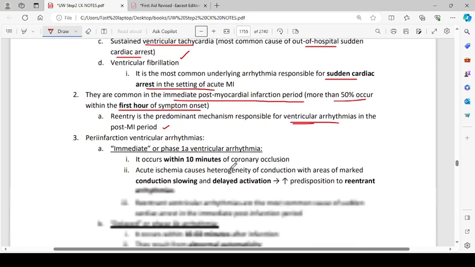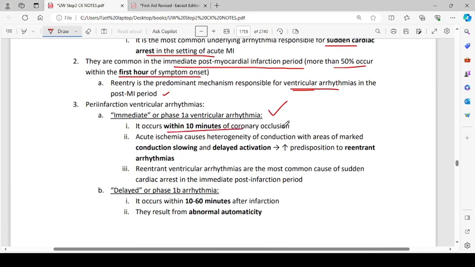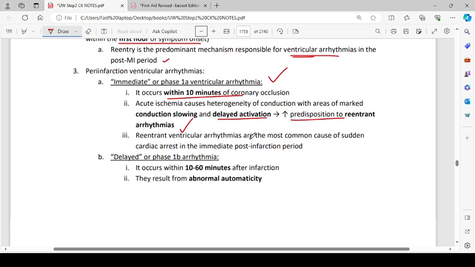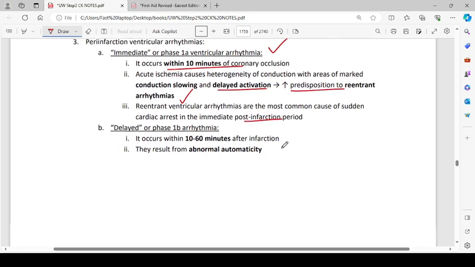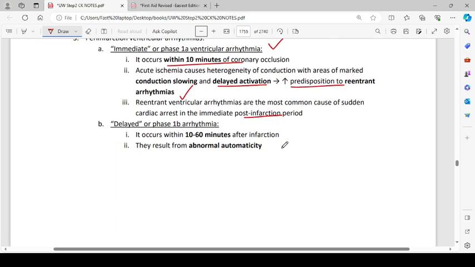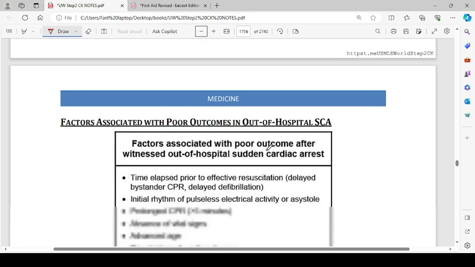Peri-infarction ventricular arrhythmia, immediate or phase 1A ventricular arrhythmia. It occurs within 10 minutes of coronary occlusion, and acute coronary ischemia causes heterogeneity of conduction with areas of marked conduction slowing and delayed activation that leads to increased predisposition to reentrant arrhythmia. Reentrant ventricular arrhythmias are the most common cause of sudden cardiac arrest in the immediate post-infarction period. Delayed or phase 1B arrhythmias occur within 10 to 60 minutes after infarction, and they result from abnormal automaticity.